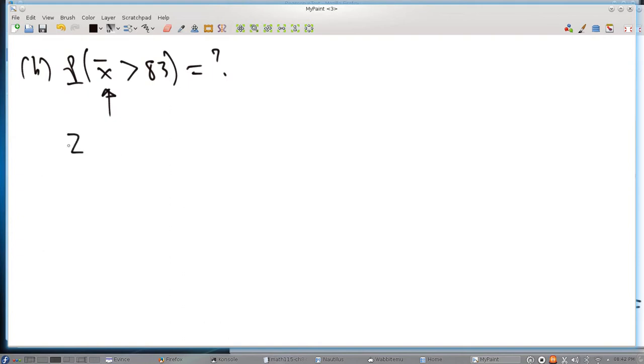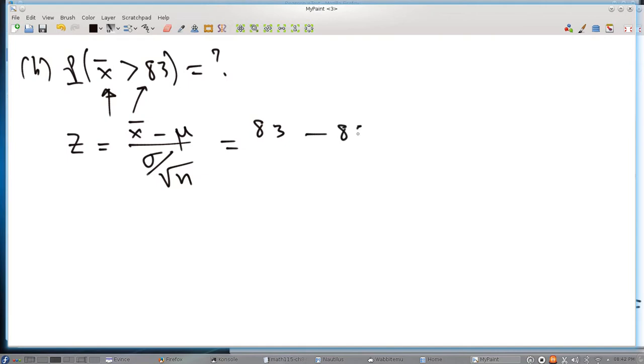So our z value is based on this expression, which is the sample mean minus the population mean over the standard deviation of the population divided by the square root of the sample size. So here we have 83, that value there, minus mu, which is 80 if you remember, and then the standard deviation is 14, and then the sample size is 49.